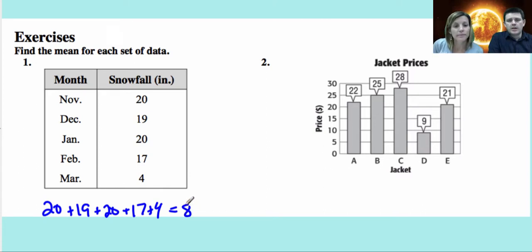It adds up to be 80. Yes, there is 1, 2, 3, 4, 5 data values. So we're going to divide by 5, which is an average of 16 inches of snow. No, thank you. That's more than we got the whole year, let alone in a month.